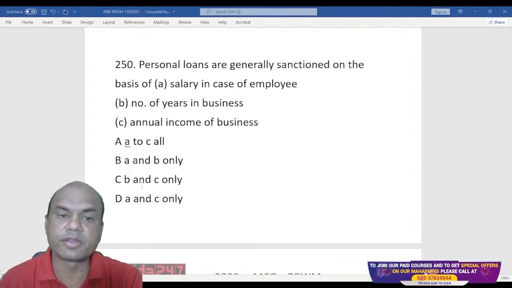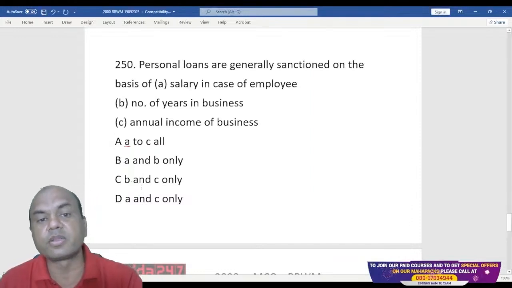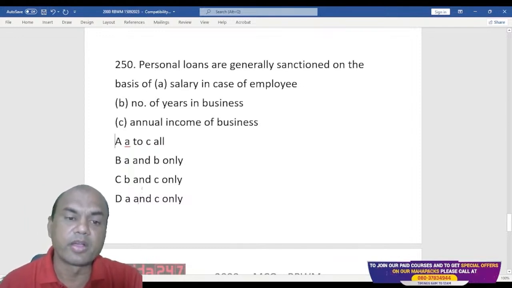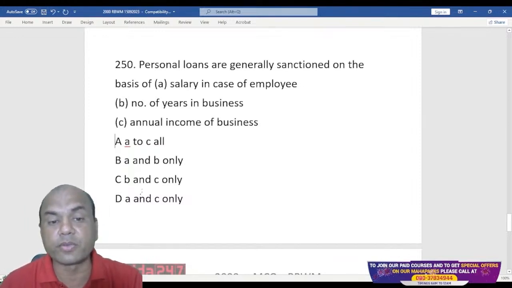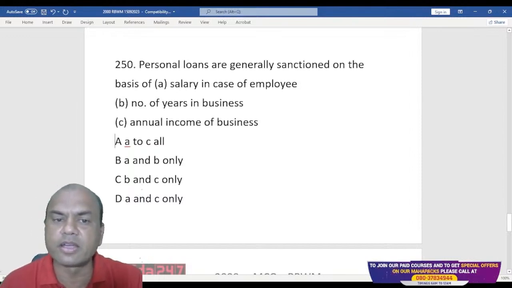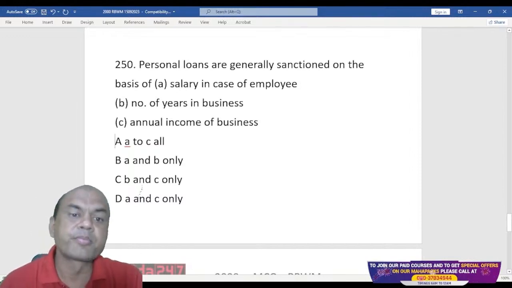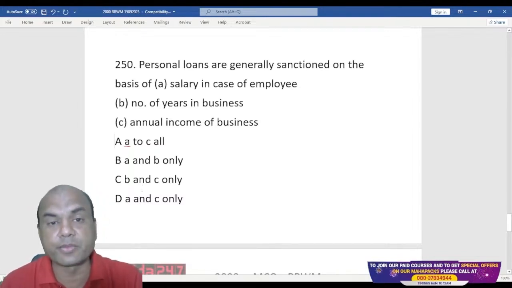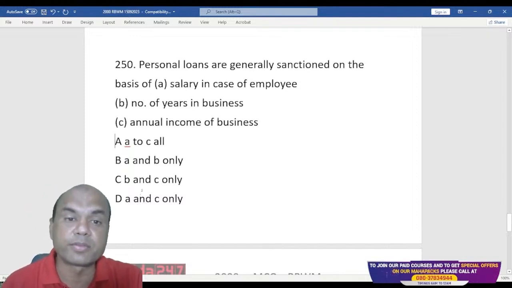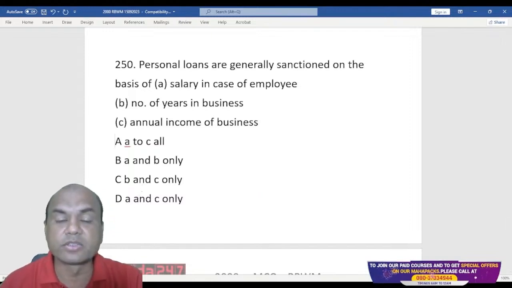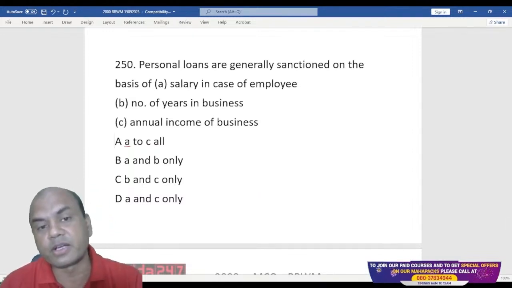Personal loans are sanctioned on the basis of salary in case of employee. Is it on the basis of only salary, or is it on the basis of number of years for businessmen? Here, for a salaried employee, it's very easy. Just see the salary slip, Form 16, and you'll get the details of that customer, right? But for a business person, there's a problem. Why? Because the balance sheets have to be checked. You have to check the condition of the business. You have to check the place of the business. So personal loans to businessmen are always difficult.